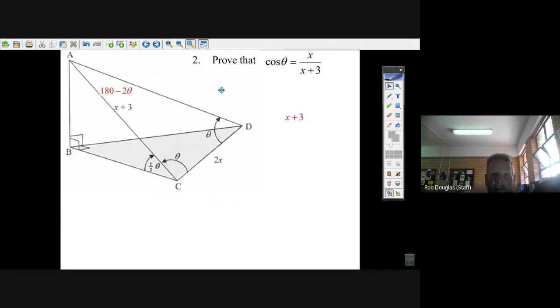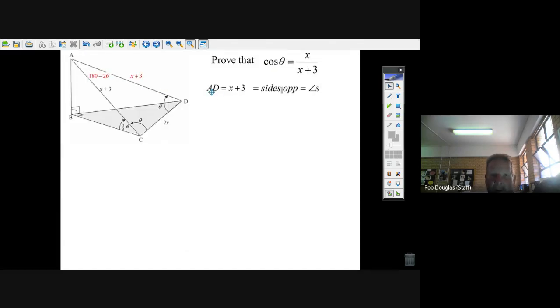The next question is, prove that cosine theta is equal to x over x plus 3. There are 2 ways you can do it, but I'm going to show you a way right now. First, we've got to figure out what x plus 3 is. We know that x plus 3 is this, but these 2 angles are the same. That makes AD equal to x plus 3, and the reason is equal sides opposite equal angles. So the first thing we write: AD is equal to x plus 3 because equal sides are opposite equal angles.